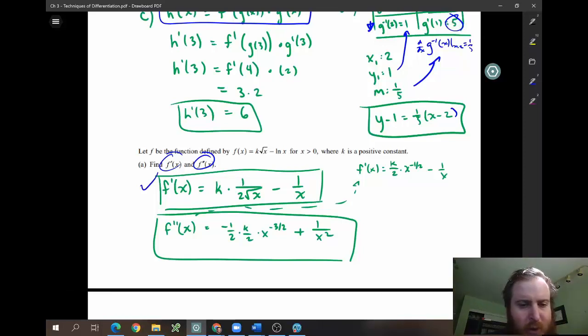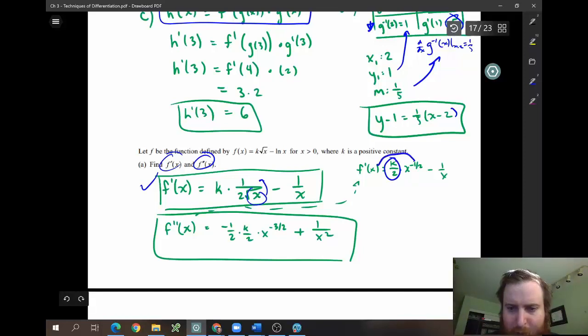Second one's a little bit trickier. So what I did to help myself out is I rewrote the derivative. So I said that this is x to the negative half power. So I said it's k over 2 times x to the negative half power. I brought this up and changed it to exponent form. So for this, the k over 2 is going to hang out, right? Negative 1/2 I bring to the front, so negative half times k over 2 times x to the negative 3/2, and then reverse power rule plus 1 over x squared.